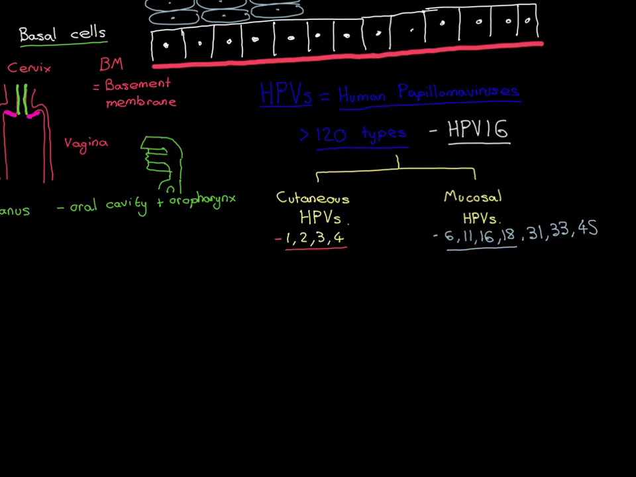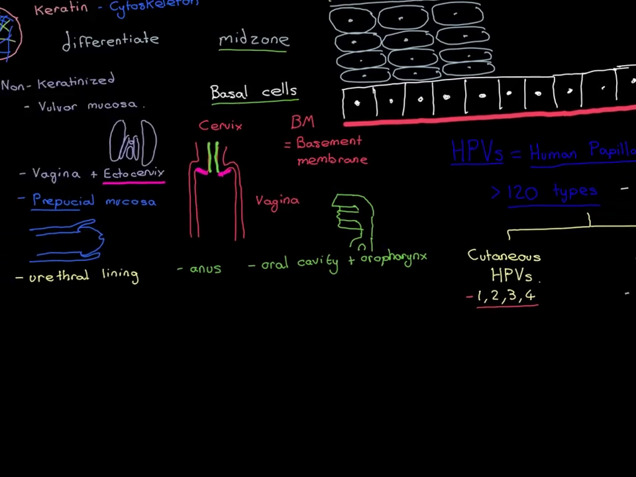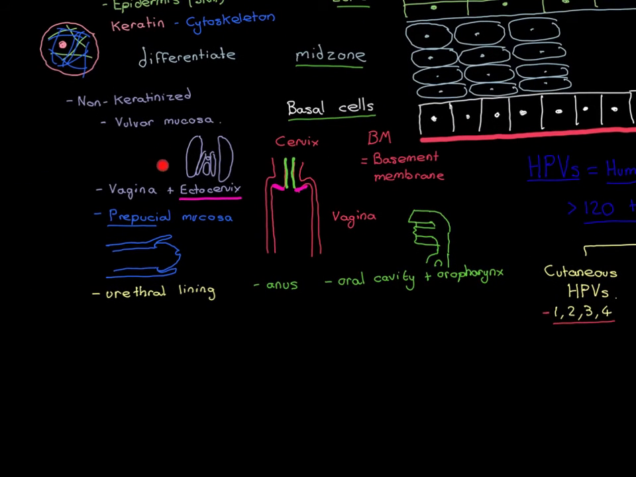Okay, now HPVs can be split into two major categories: those that infect cutaneous squamous stratified epithelia, i.e. the skin, epidermis, and those that infect the mucosal squamous stratified epithelia, which are all of these examples that we spent so long going through here.